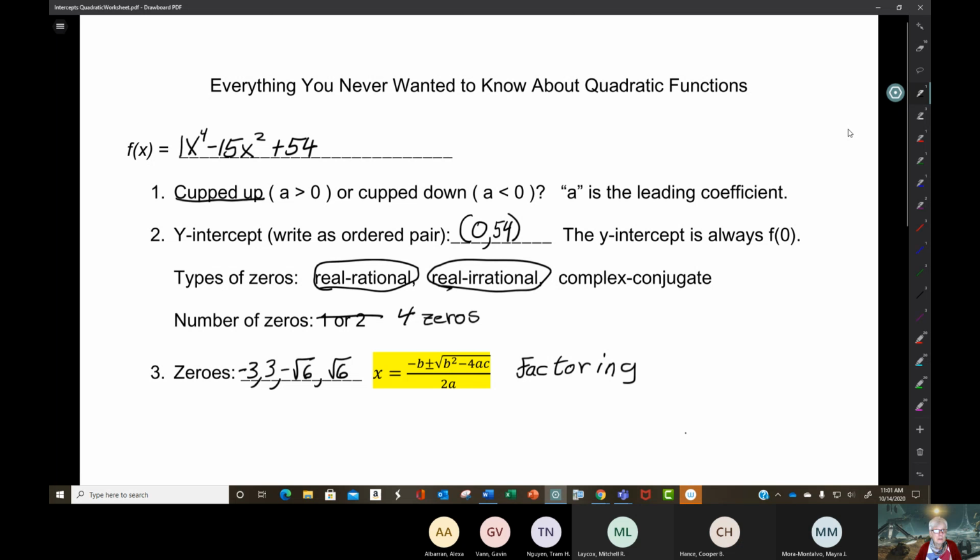They're very similar. The leading terms have an even degree, and the leading terms are positive. So one way or another, the quartic eventually gets cupped up.